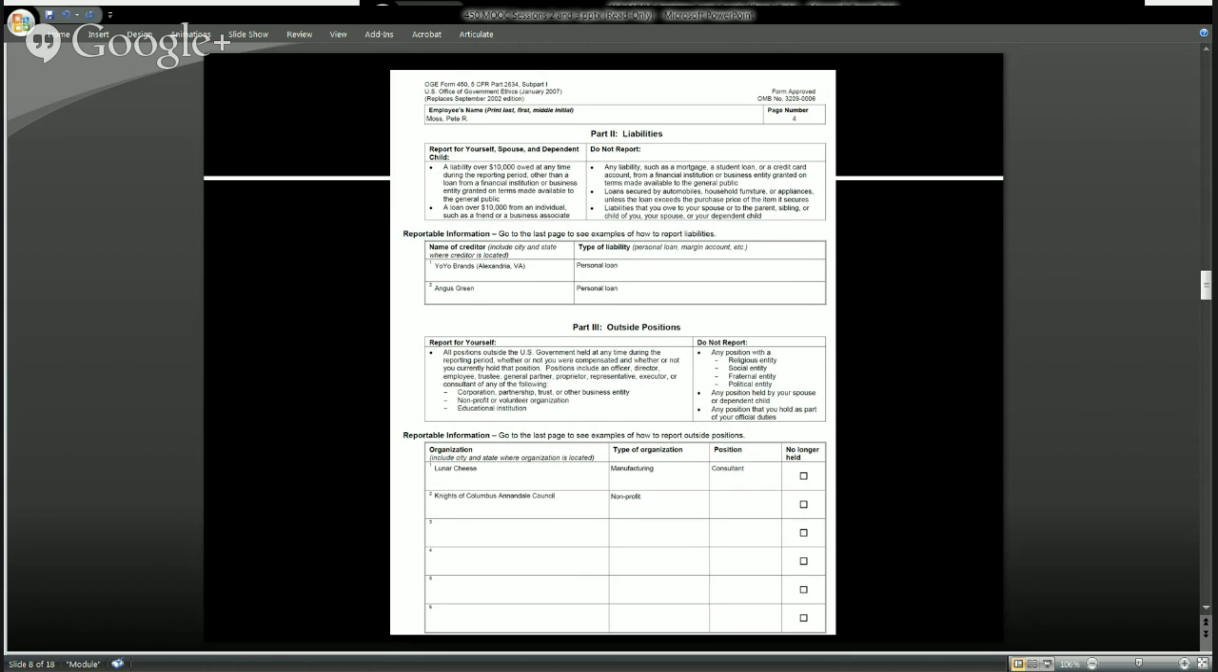In the case of the Knights of Columbus Annandale Council, things are going to get a little bit easier. One, this doesn't have to be reported. It's a fraternal or social organization. And the reason we don't have these reported is because we're doing a balancing act between the employee's privacy and our need to help them avoid conflicts of interest.